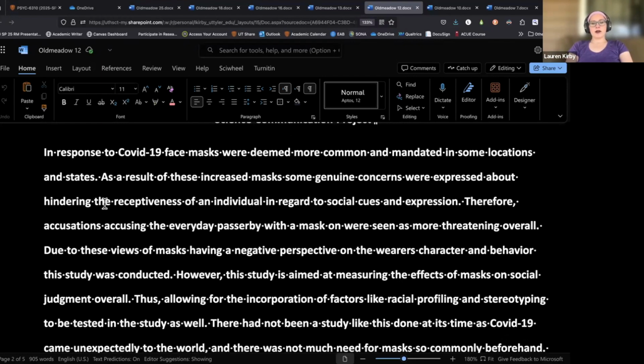"Hindering the receptiveness of an individual in regard to social cues and expression." That sounds really confusing. Receptiveness of the observer or of the masker that is being observed. It seems like maybe you went out of your way to use synonyms and it's not quite scanning. Accusations, accusing is a bit redundant. I recommend overall, before I spend too much time being very nitpicky on a lot of wording, take this to the writing center to improve readability and grammar and flow.